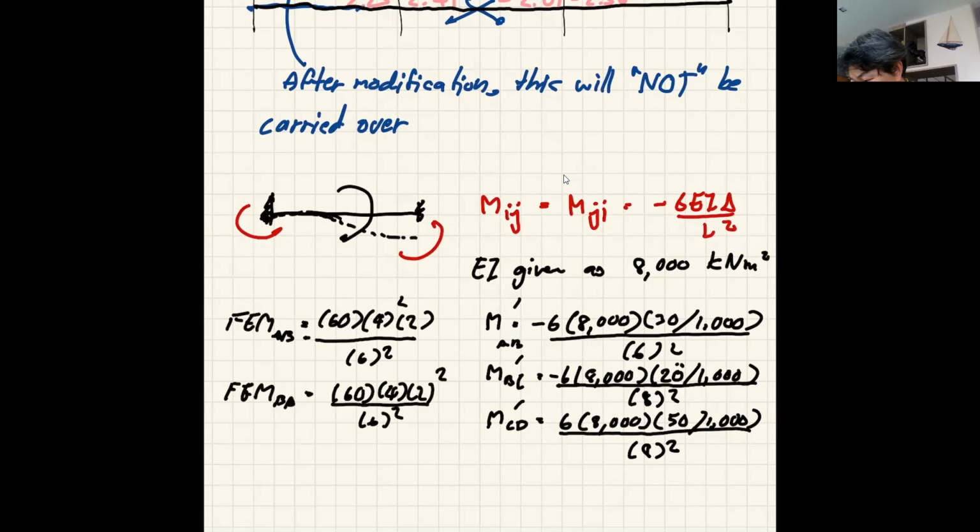And then I also have FEM BC, right? That is minus 20 times 8 square over 12. All right, so that's everything. Okay, we got it covered.